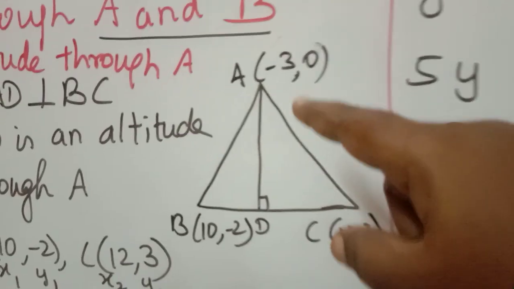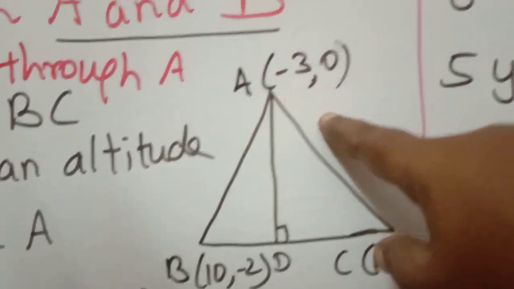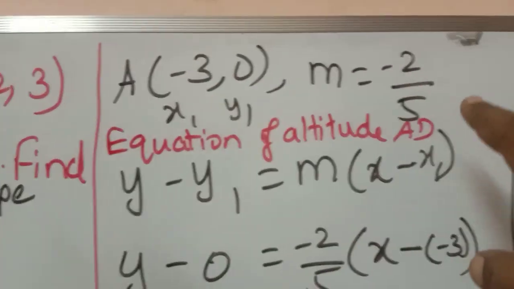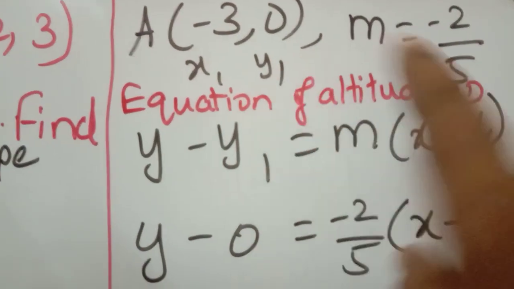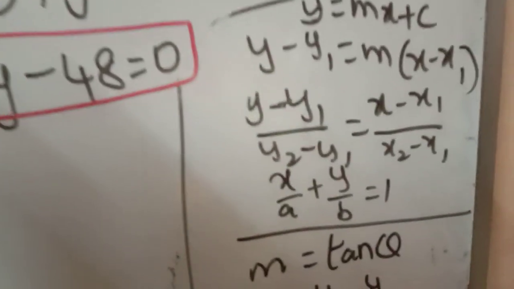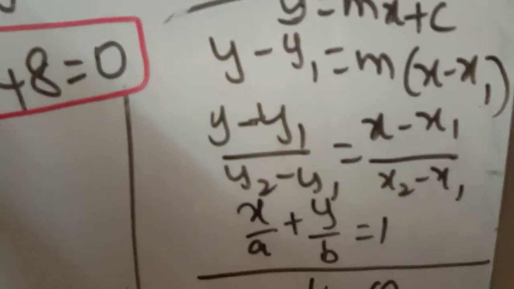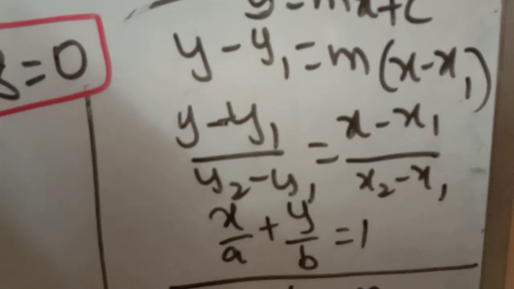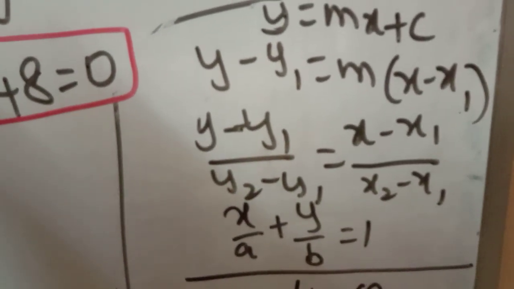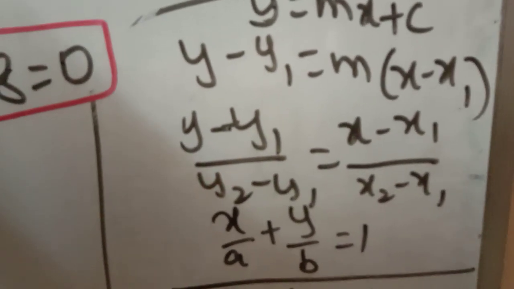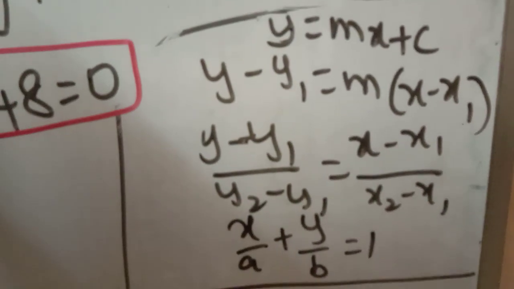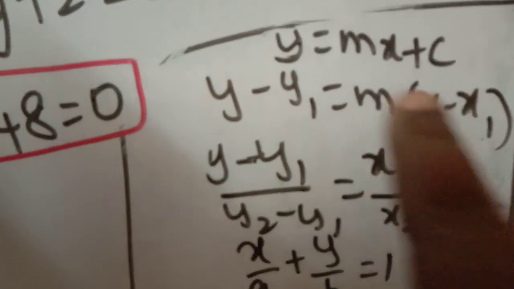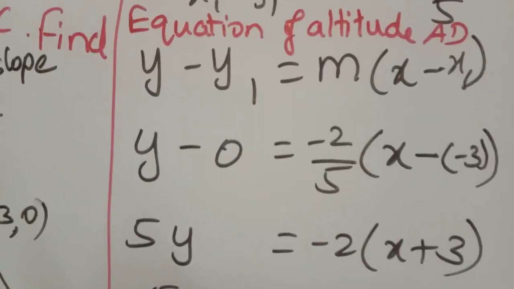So the altitude AD is passing through A. So we write the point A and the slope minus 2 by 5. Now we are going to find the equation of altitude AD. One point and slope are given. For equations we have y equal to mx plus c, y minus y1 is equal to m into x minus x1, y minus y1 by y2 minus y1 is equal to x minus x1 by x2 minus x1, and x by a plus y by b is equal to 1. Among these 4, if one point and slope are given, we select the second one: y minus y1 is equal to m into x minus x1.